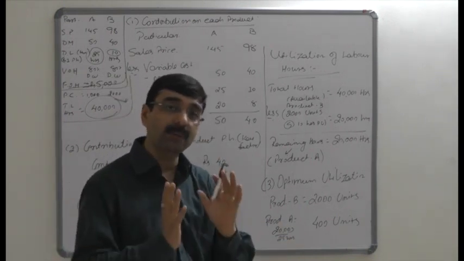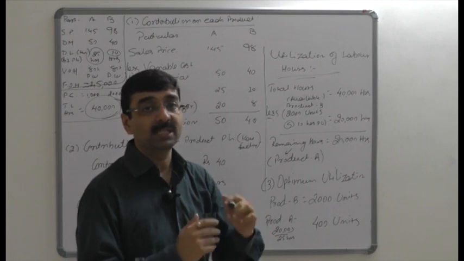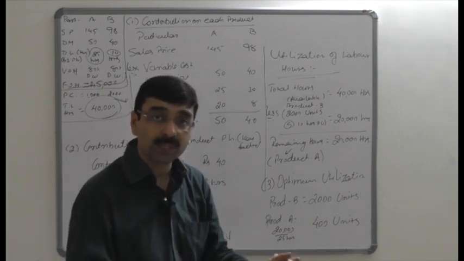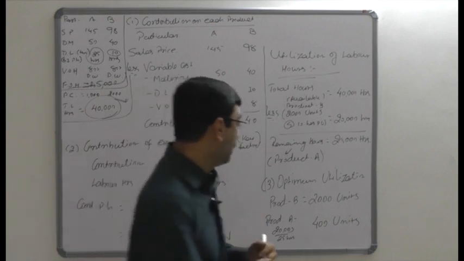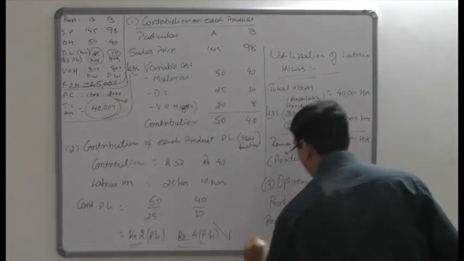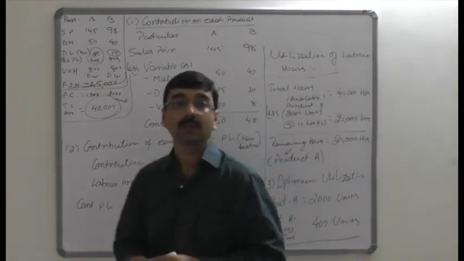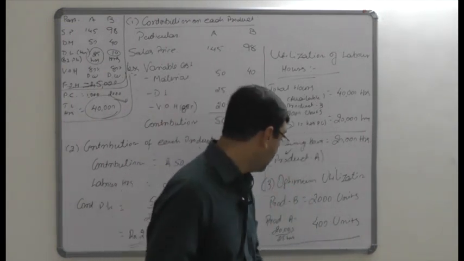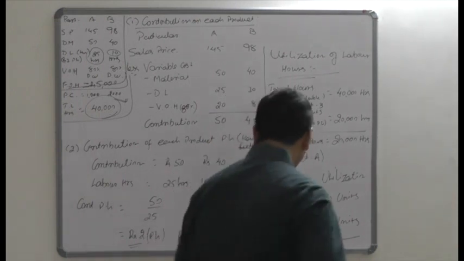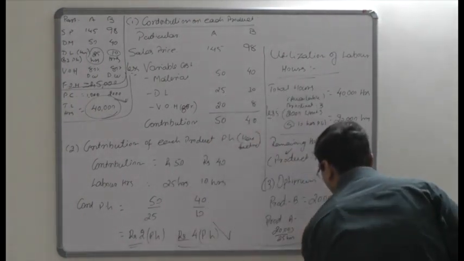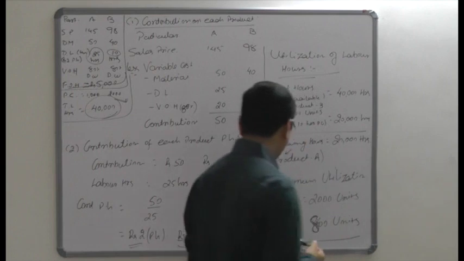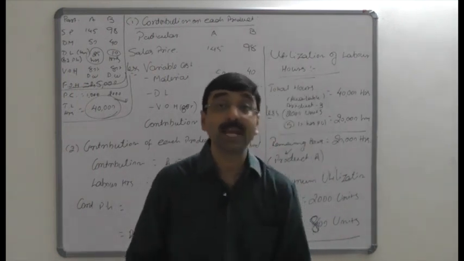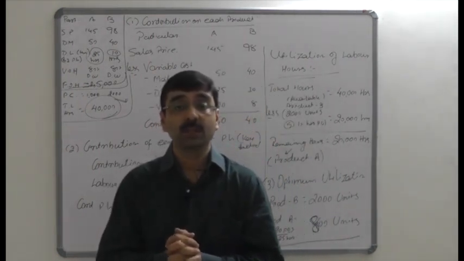The company has only the remaining 20,000 hours, and this was the optimum utilization of the key factor. The division is 25 eights, so 25 eights are 200. It comes to 800 units of product A to be manufactured.